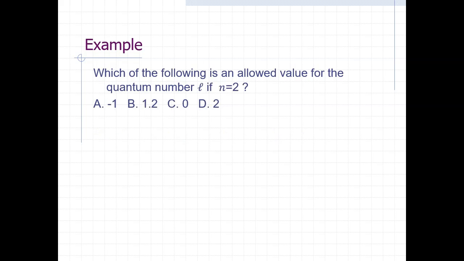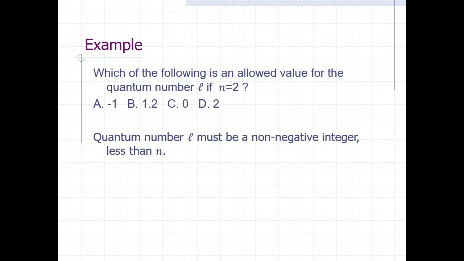Here's another example. Which of the following is an allowed value for quantum number L if the principal quantum number n is equal to 2? Pause the video to think about it, then resume to check your answer. The rule is that quantum number L must be a non-negative integer less than n. The correct answer is C, 0. For n equals 2, the allowed values of L are 0 and 1.